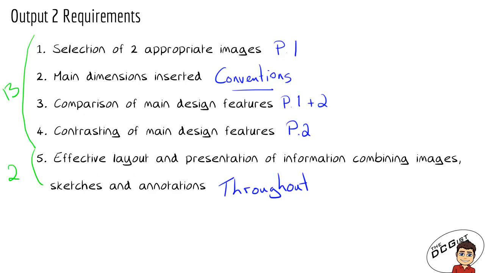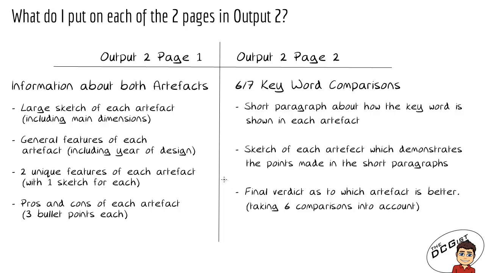Okay, and also just to mention that in particular in 3 and mostly in 4, we have to always be thinking about the why in terms of everything that we're looking at in terms of contrasting and comparing our design features. Now let's have a look at some of the more practical aspects of output 2, and in particular what we need to put onto the 2 pages of it.